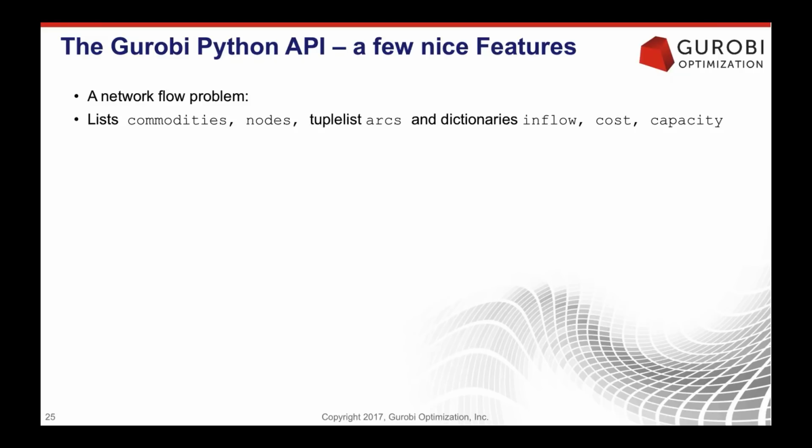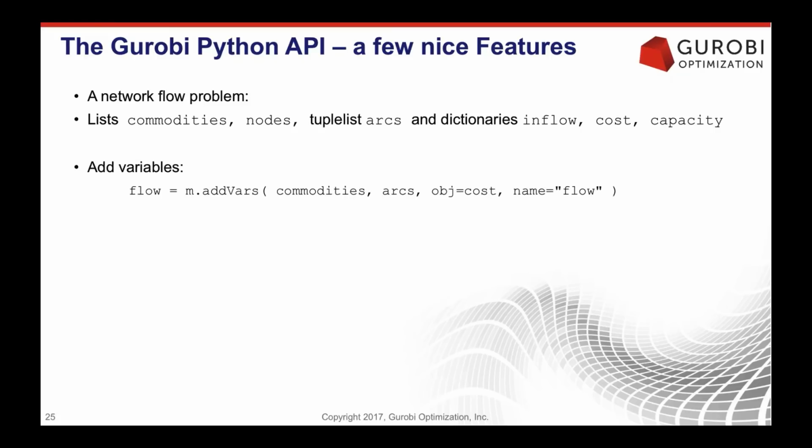So here is a little more complicated example so that you can see that you can actually work with this. This is a network flow problem. And for the model setup, we have 2 lists, the commodities and the nodes. We have a tuple list arcs that consists of the tuples of nodes. And we have 3 dictionaries: inflow, cost, and capacity.